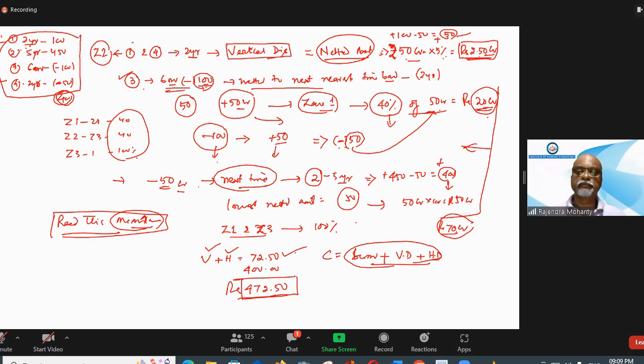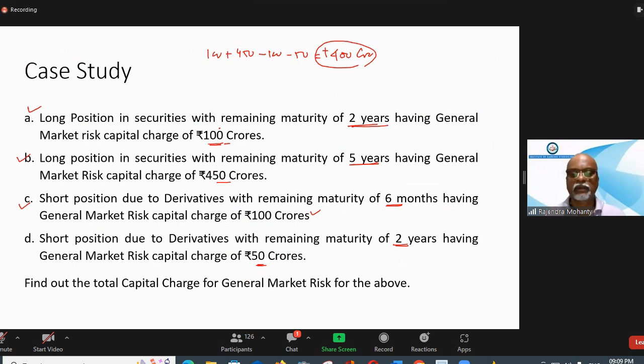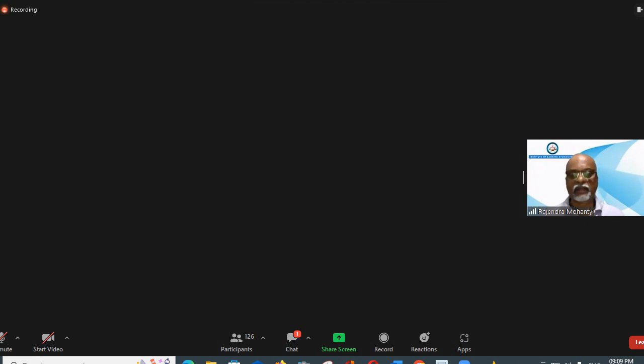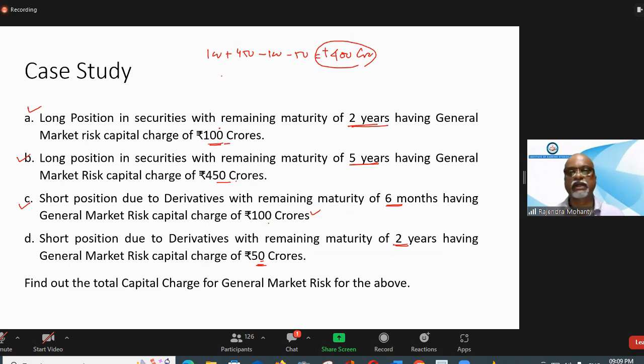Sir, why did we add 400 rupees and 70 to 50? What was there in the question? These are capital charges, no? The capital charge you have calculated and netted. What is the algebraic sum? Here we have written 400.